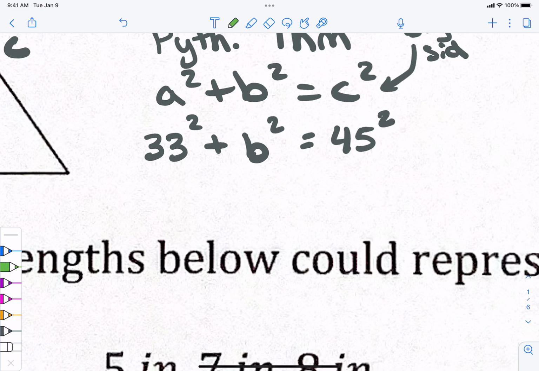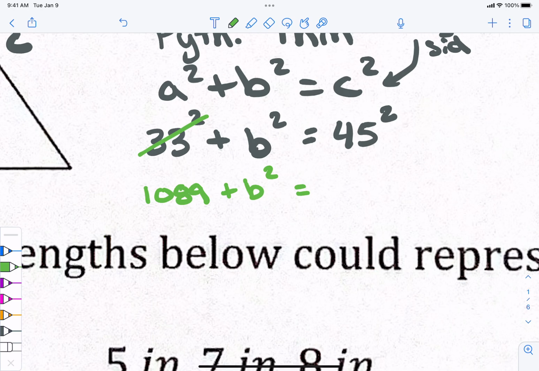Let's go ahead and figure out what 33 squared is. So what's 33 squared and what's 45 squared? 33 times 33 is 1,089. Yeah. Okay. What about 45 times 45? 2,025. Yep. Okay.